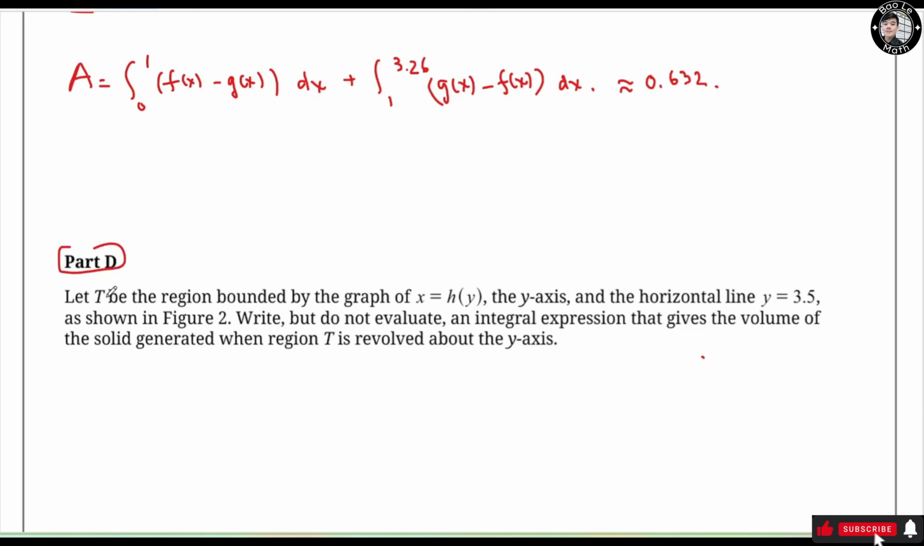Question D. Let T be the region bounded by the graph of x equals 2y, the y-axis and the horizontal line y equals 3.5, as shown in figure number 2. Write but do not evaluate an integral expression that gives the volume of the solid generated when region T is revolved about the y-axis. Alright.